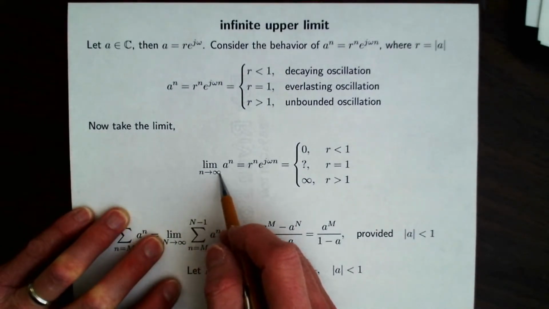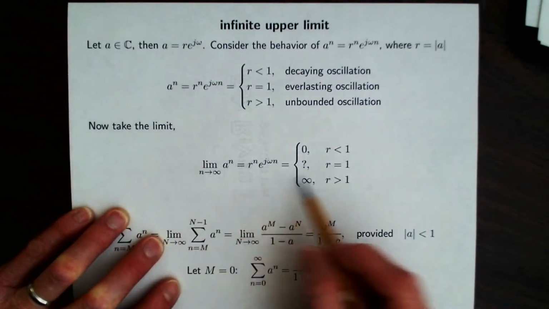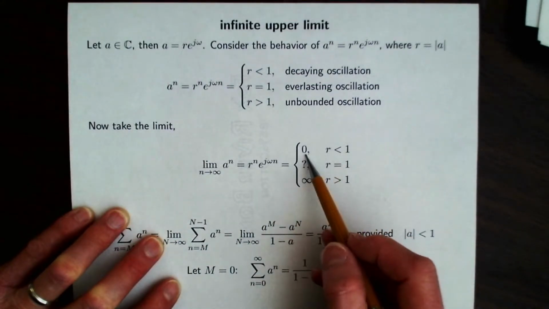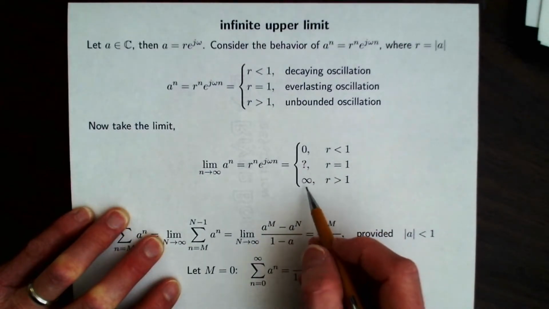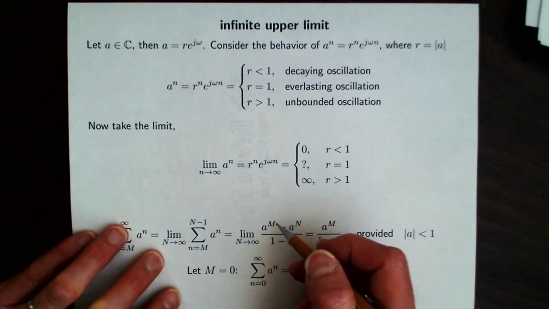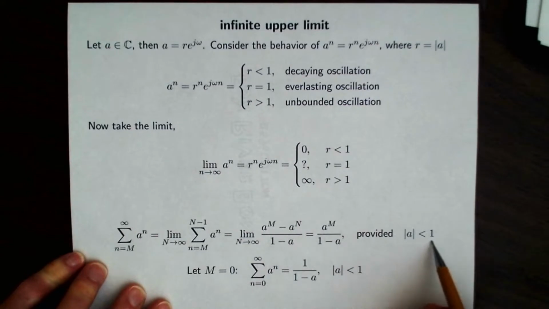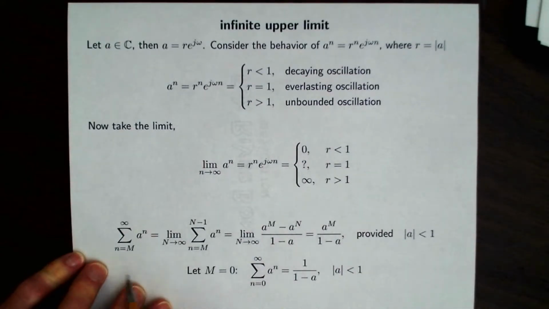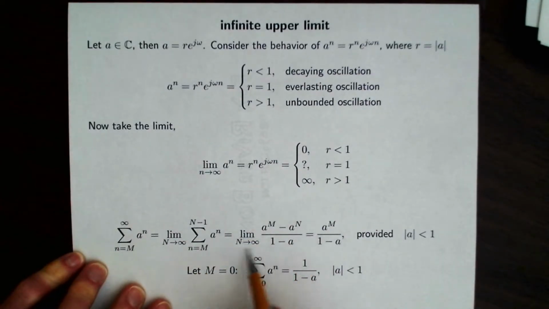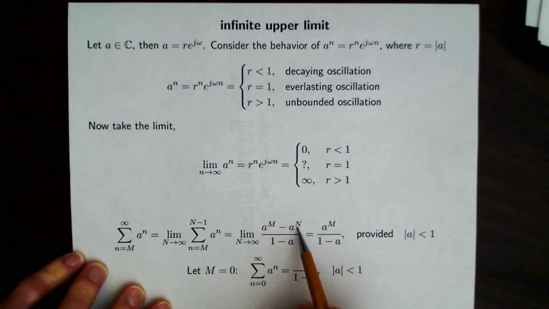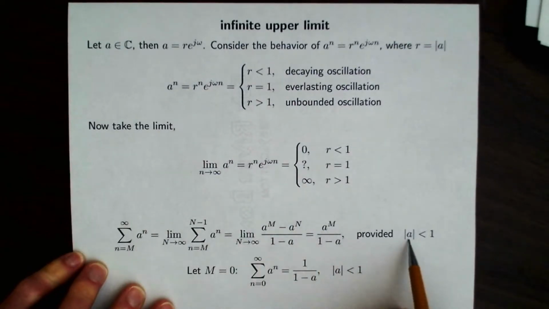So if we take the limit as n goes to infinity of these sequences, when r is less than 1, we get 0 in the limit. And we just don't want to deal with what happens in the other cases. So let's assume we have the magnitude of a less than 1, and let that upper limit go off to infinity. Well, what we'll do is substitute in the formula that we derived a few minutes ago, and let n go off to infinity. Well, we know that the value of a raised to the n decays to 0 if the magnitude of a is less than 1.